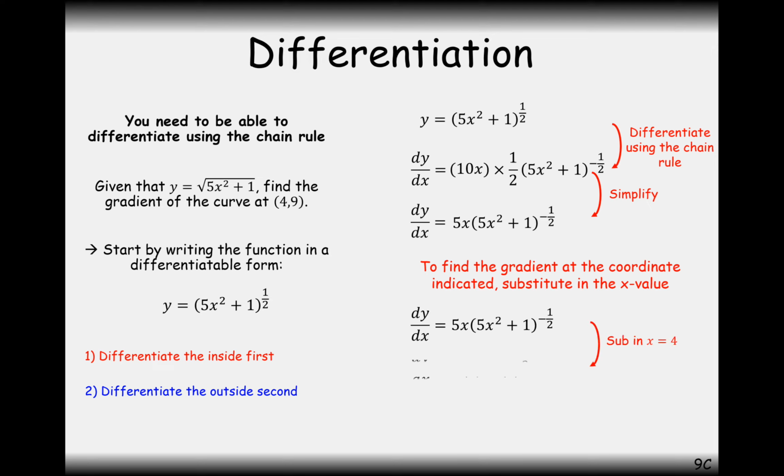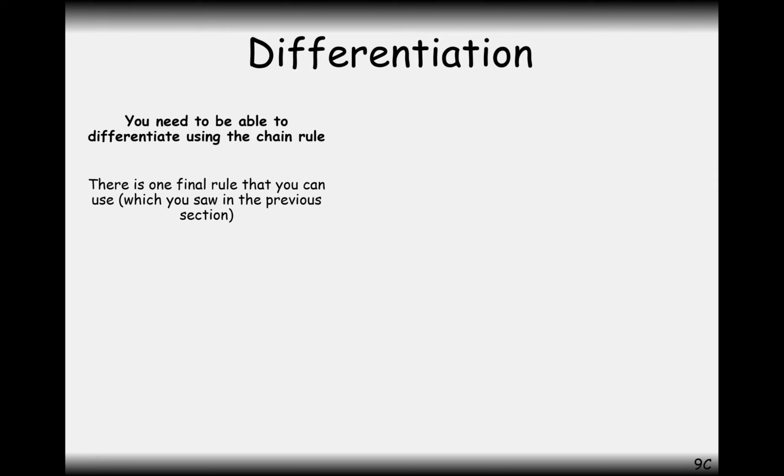Substitute in the value of x equals 4 and simplify, and we get 20 over 9. So we can work out the gradient of a graph by differentiating and plugging in the x coordinate. Okay, so differentiate inside first, differentiate outside second.